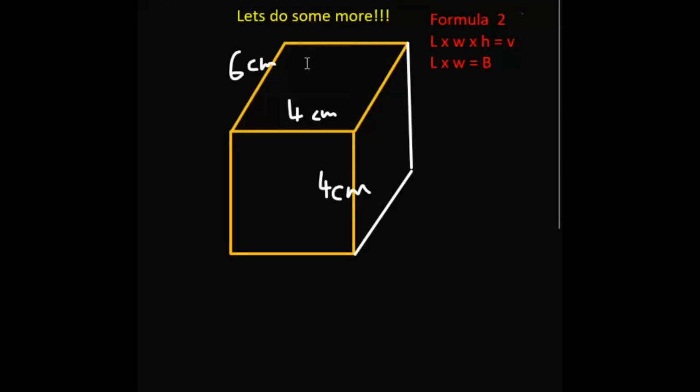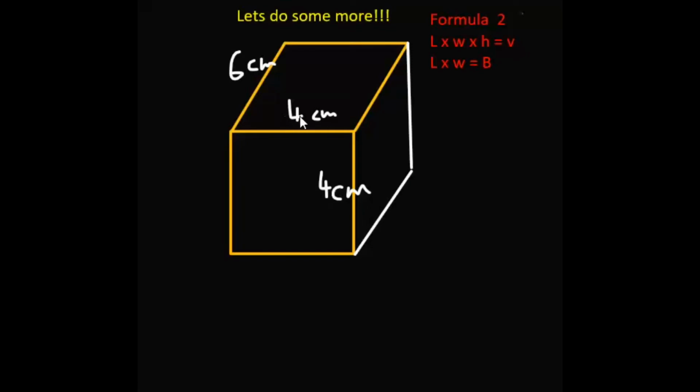So now we can find the volume of this rectangular prism. We have to multiply length times width times height. So this is the height, 4 centimeters. Length and width is 6 centimeters and 4 centimeters. Okay, and let's do 6 times 4 times 4.